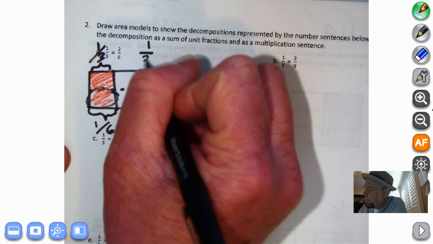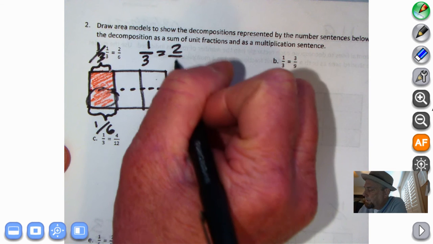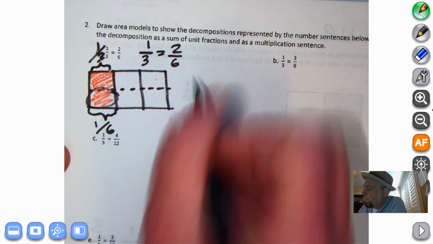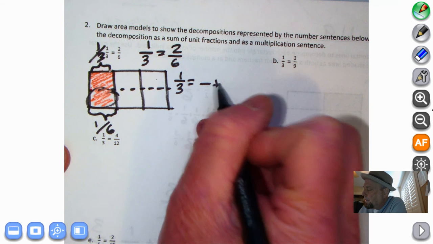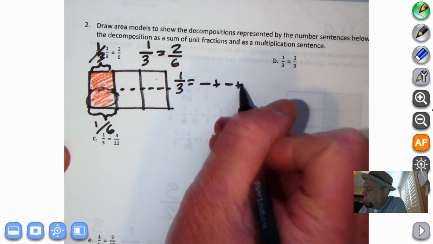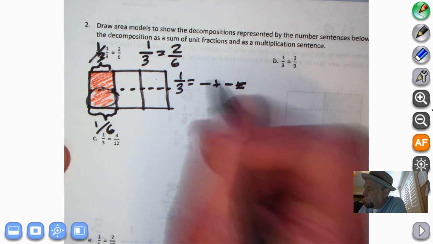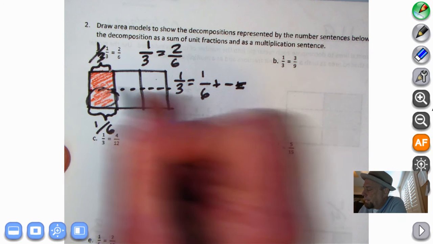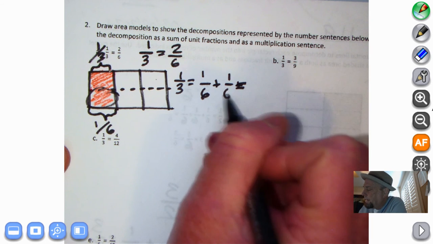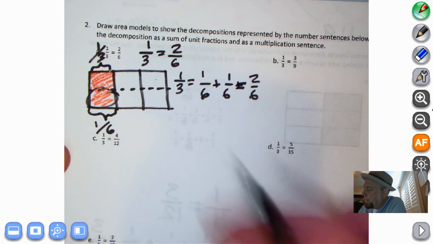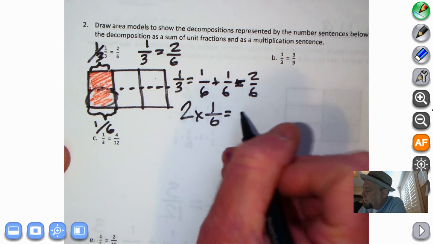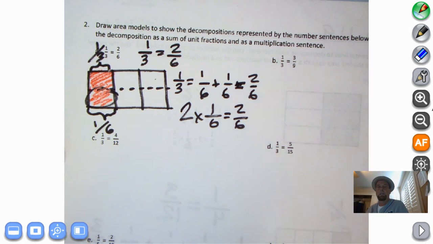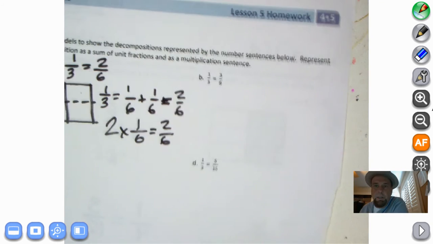So let's do our addition sentence and our multiplication sentence to show that 1/3 is equivalent to 2/6. Okay, so we're going to say 1/3 equals 1/6 plus 1/6, and that equals 2/6. We could also multiply 2 times 1/6 equals 2/6. Okay, let's go over here. I'm going to set it up, and then you're going to do this one.